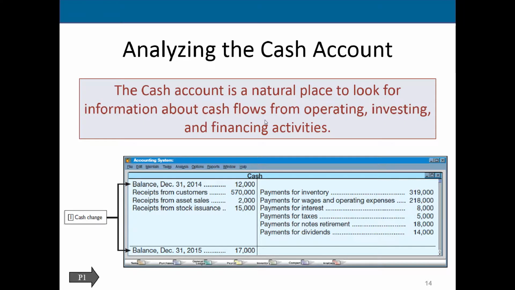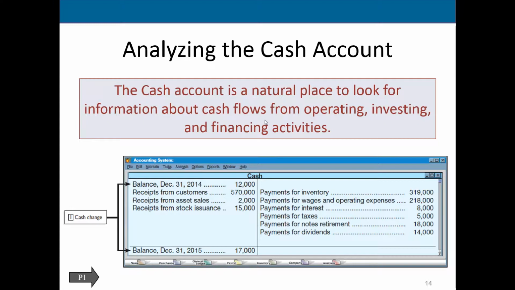And it's real nice that they've kind of given us this summary here. It says, okay, we had receipts from customers, receipts from asset sales, and receipts from stock issuance. Flat out, I can tell you right now that from customers is an operating inflow, asset sales is an investing inflow, and the stock issuance would be a financing activity inflow. Look over on the right: payments for inventory, wages, interest, taxes, payment for note retirement, payment for dividends. Can you see all the sections there as well? Sure. Inventory, wages, interest, and taxes, those are all operating activities. And then the notes and the dividends are both going to be financing activities. Doesn't look like we have investing activities.